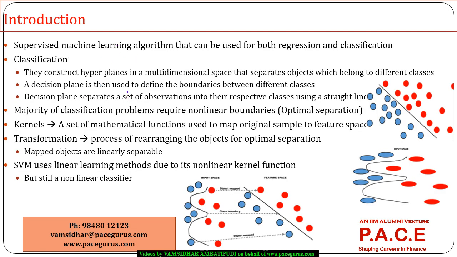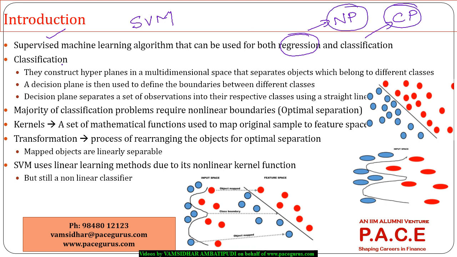So, getting started, as discussed, SVM is a part of the supervised machine learning process, and it can be used for both regression, which is numerical prediction, as well as classification, which is categorical prediction. So I can use support vector machines for both purposes.